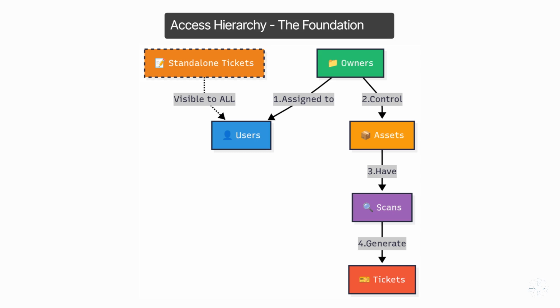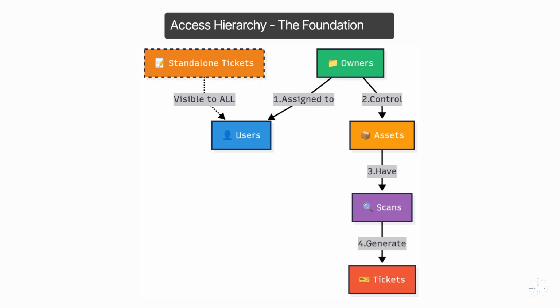Access flows through a clear, four-step chain that defines how permissions cascade throughout the system. First, owners are assigned to users, establishing the foundation of all access control. Second, these owners control assets such as mobile apps, domains, and IP addresses. Third, scans run on assets, meaning if you have access to an asset, you automatically gain access to all scans performed on it. Fourth, scans generate tickets for discovered vulnerabilities, so accessing a scan grants you access to all its associated tickets as well.